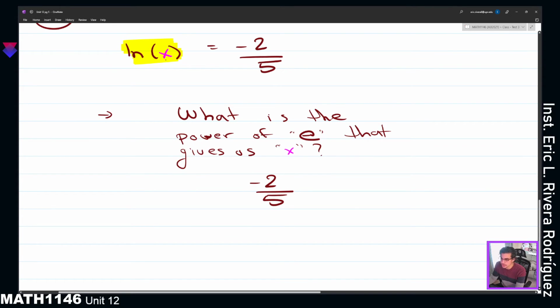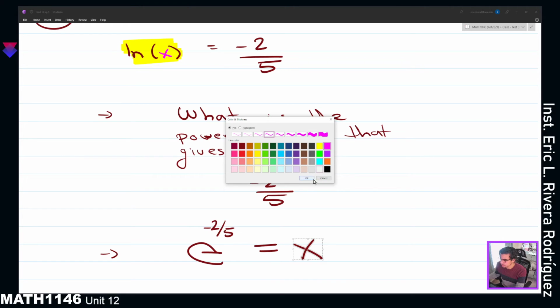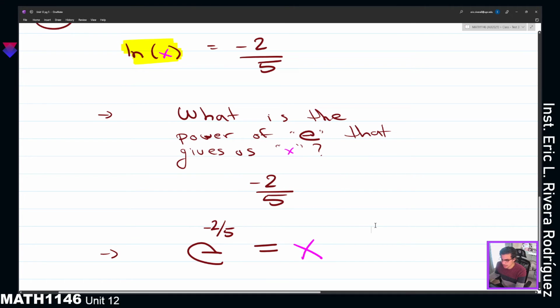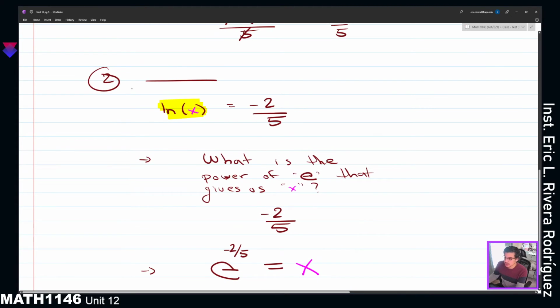If you turn the logarithmic equation into an exponential equation, you will see that you have e raised to the power of -2 over 5 equals x. And that's what we are looking for. Okay? Let me go back here. So in the second step, we are going to cancel the log function.